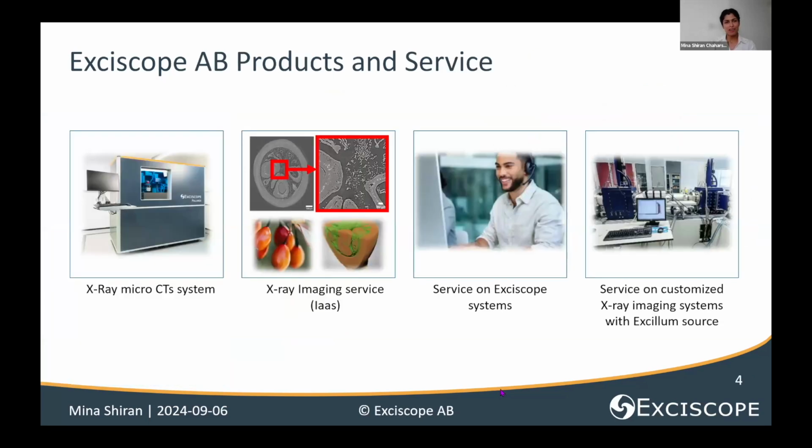Yeah, so what we are offering is basically an X-ray micro-CT system, as well as X-ray imaging service for phase contrast imaging, and we provide service on the existing systems in the market for our customers, and we also support other customers who would like to make their own laboratory-based systems, especially if they use Excillum sources.